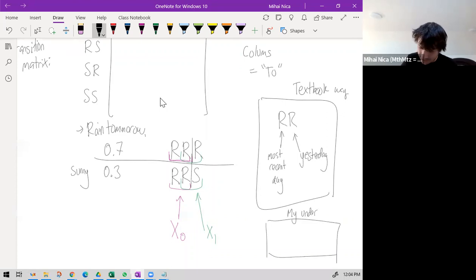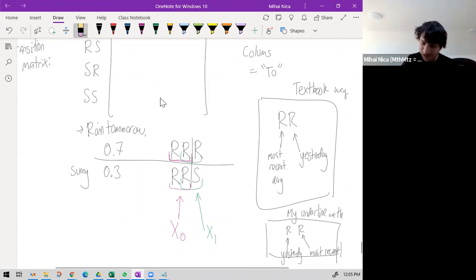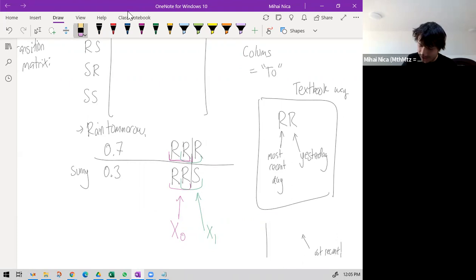My underline method has the reverse: R is yesterday, and R would be the most recent day. And it makes a difference for this RS. When it's RR, of course, there's some symmetry, and it doesn't make a difference. But you've got to pick one and be consistent. So in the interest of being consistent, I'm going to do it the textbook way. Let's throw out my way of doing it and get everything right.